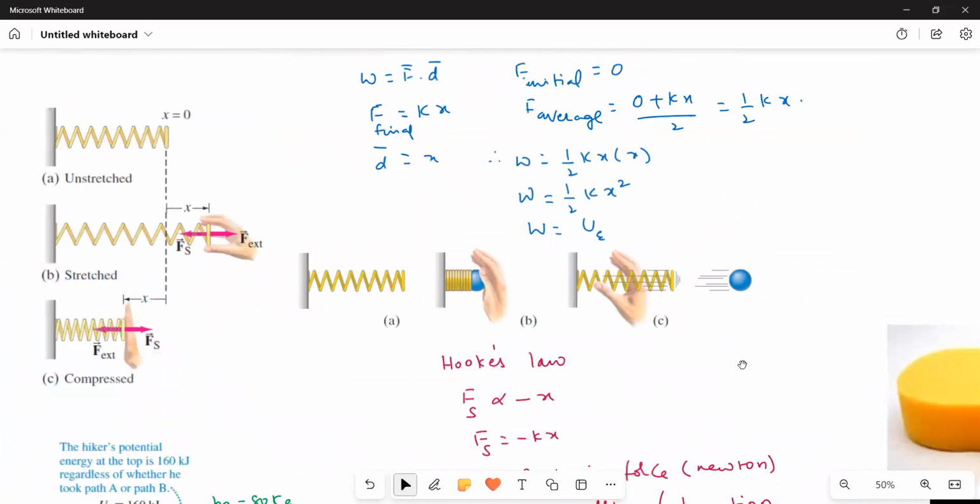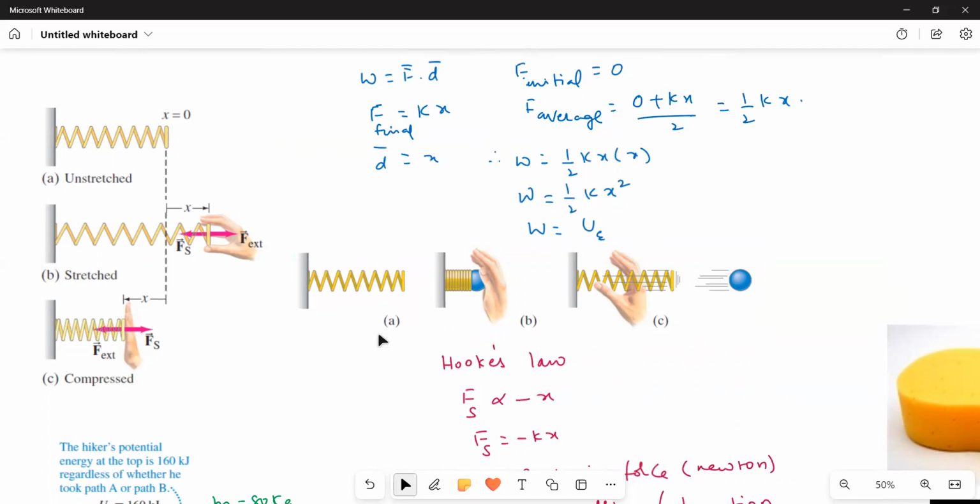Now coming to the elastic potential energy. Here, what happens? Initially, the spring is in the equilibrium position or rest position. That means there is no elongation or compression. Now, by keeping the ball, I'm just compressing the spring. That means work is done on the spring. The moment the external force is removed, the spring does work on the ball, and then the ball is kicked out.